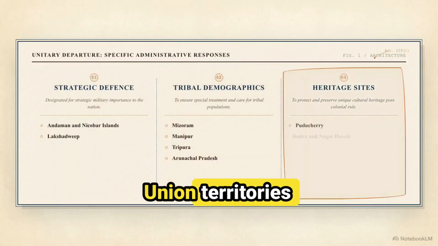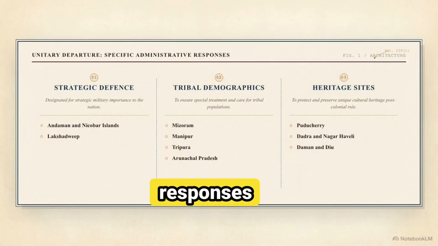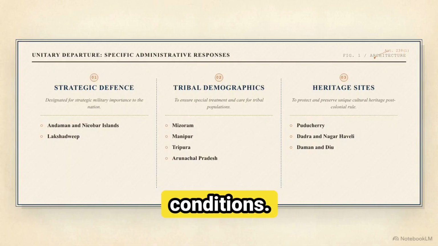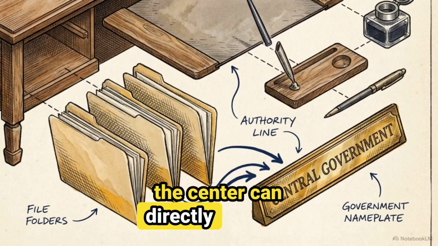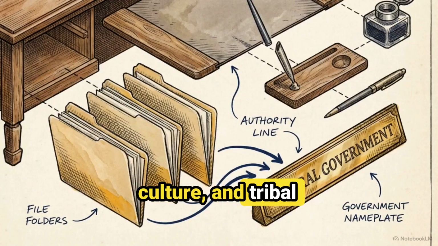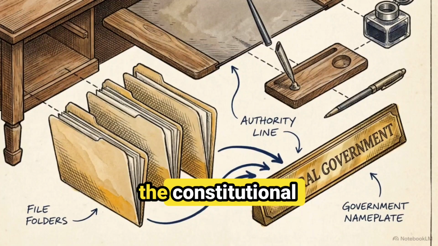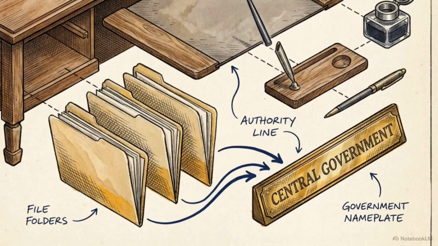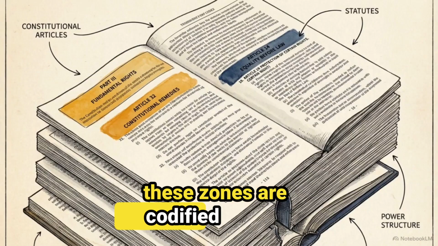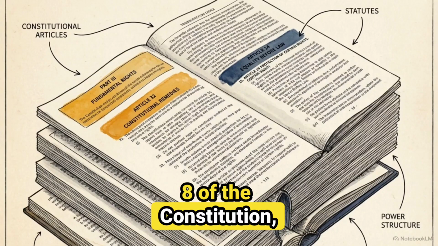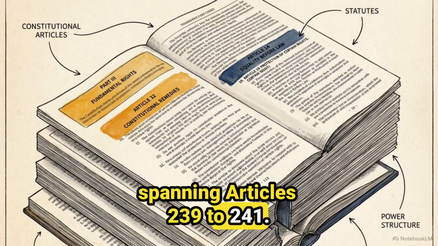Union territories function as specific administrative responses to unique regional conditions. By bypassing the standard statehood model, the center can directly manage security, culture, and tribal welfare without the constitutional mediation required by federalism. The legal mechanics detailing how the center controls these zones are codified in Part 8 of the Constitution, spanning Articles 239 to 241.